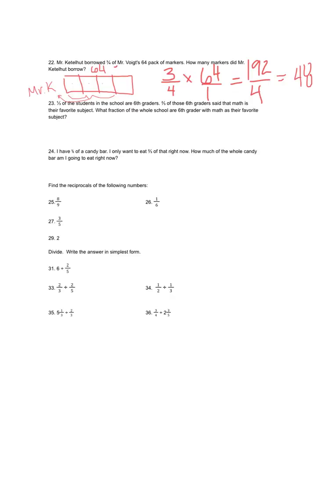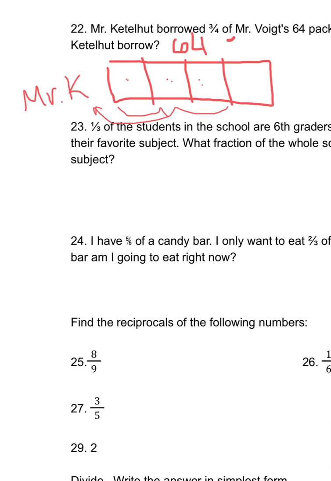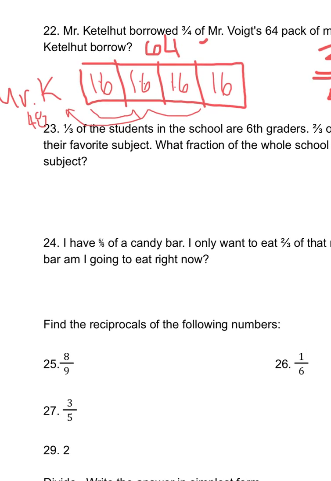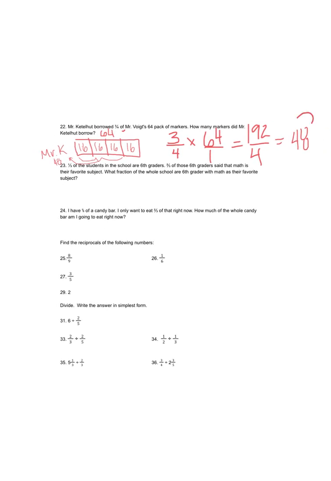So Mr. Kettlehut ended up borrowing 48 of Mr. Voigt's markers. And then if we want to fill in the box here, the drawing, we know that these 3 are 48. So we can write that over here. So if it's 48 for all 3, we're just going to end up dividing 48 by 3. That's going to give us 16 for each box. And then again, final answer, zoom out, it's going to be 48.